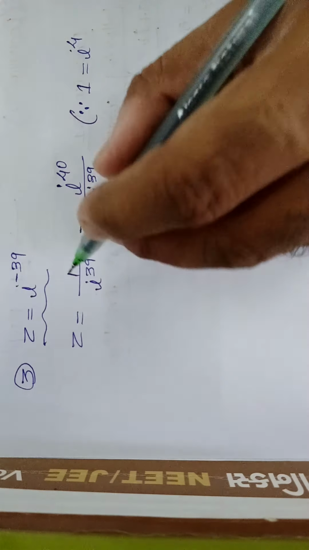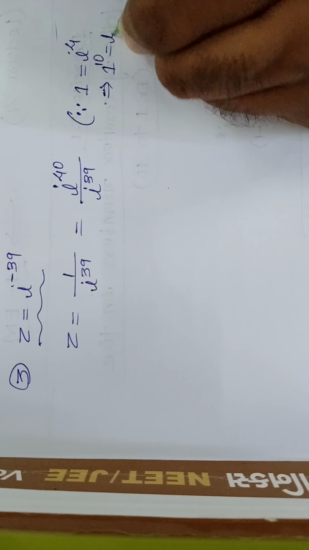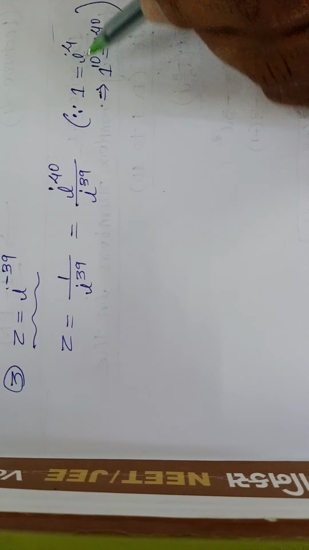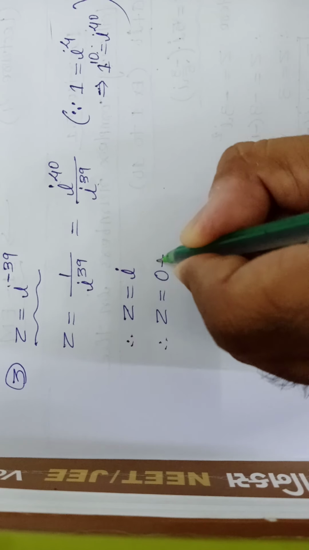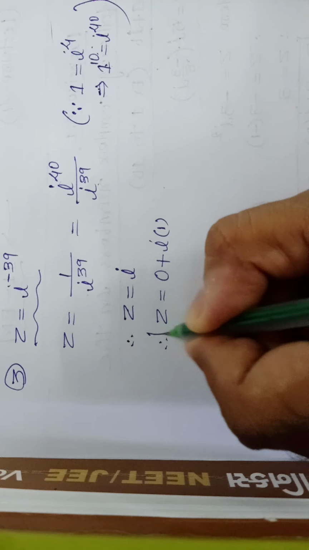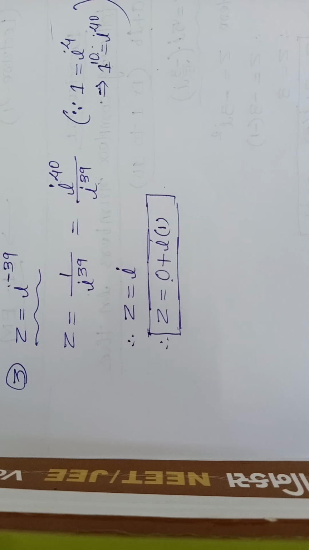This everyone knows, 1 can be written as I raised to 4. So therefore, multiplying by power 10, 1 raised to 10 is I raised to 40. We may write, and therefore in place of 1 I can write I raised to 40, and hence Z is I raised to 40 by 39, that is I. And how can we write I? I we may write as 0 plus I into 1. See here my friend, you have to express it as Z equals A plus IB. So that's why Z is equal to 0 plus I into 1.